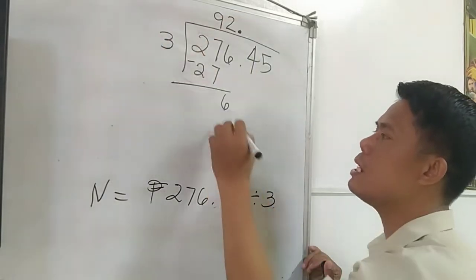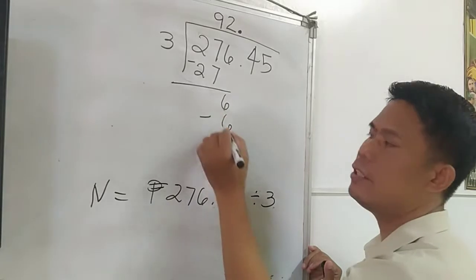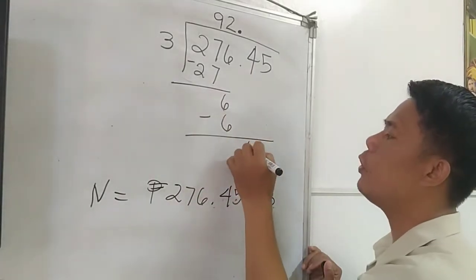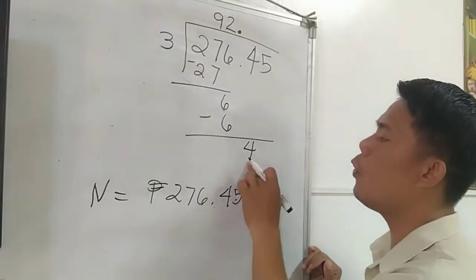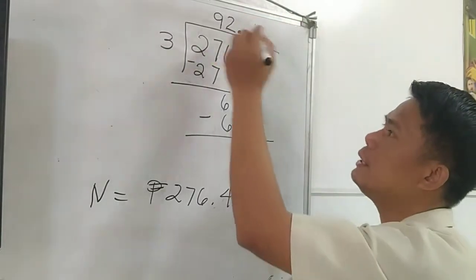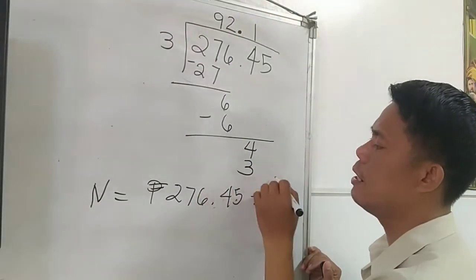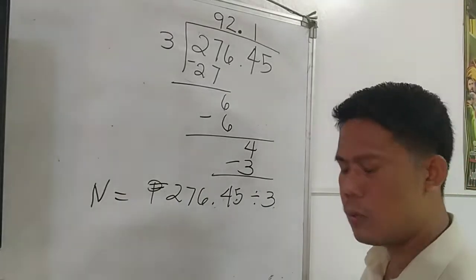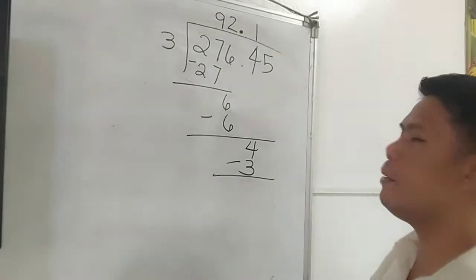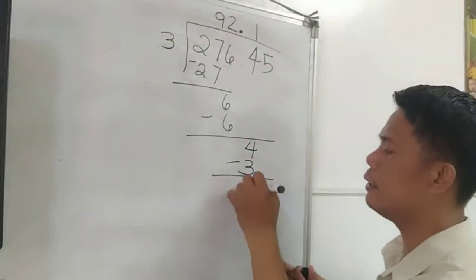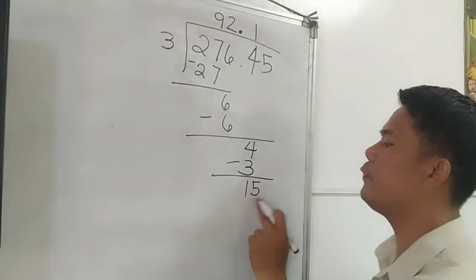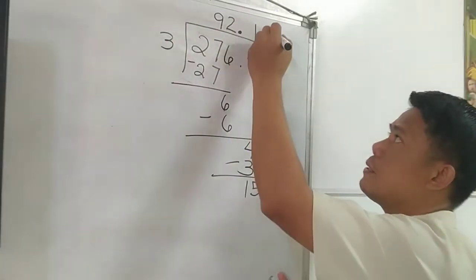Then, 2 times 3 equals 6. Minus, 6 minus 6 equals 0. Bring down 4. Then, 4 divided by 3 equals 1. Then, 1 times 3 equals 3. Then, minus. So, we have 4 minus 3 equals 1. Bring down 5. So, we have 15.